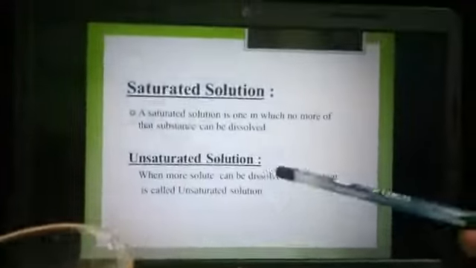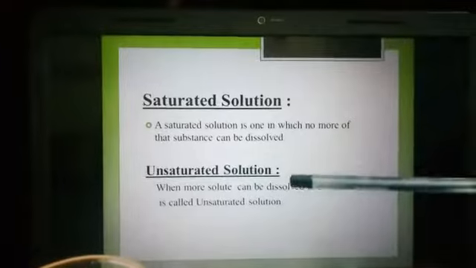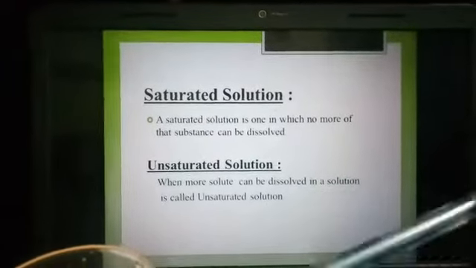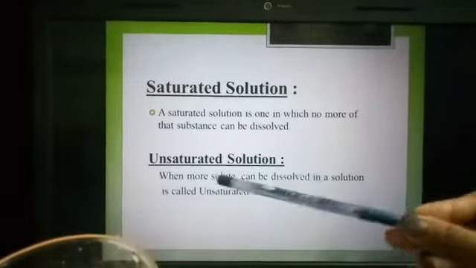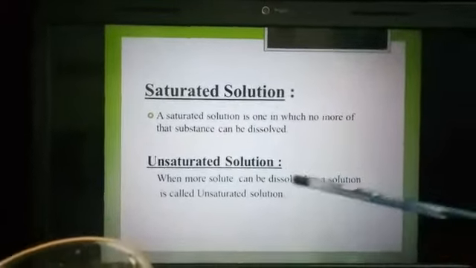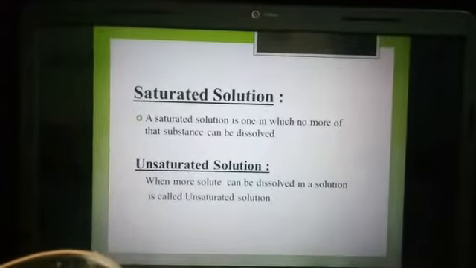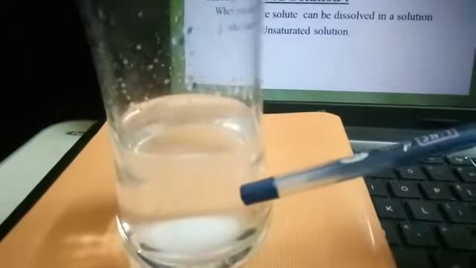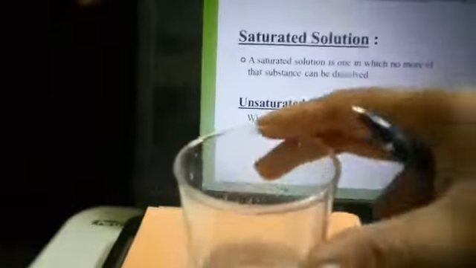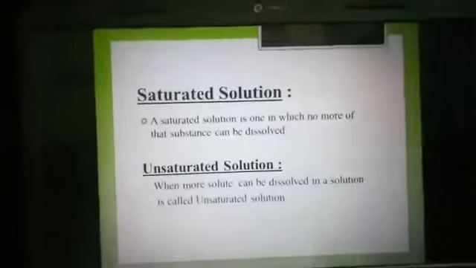Look here, very clear appearance, transparent water and salt is there. This solution is a saturated solution. And before, up to 3 tablespoons of salt when it was mixing, that solution was an unsaturated solution. So when more solute can be dissolved in a solution, then it is known as an unsaturated solution. But now it is a saturated solution. So this one is the example of a saturated solution. Very fine. Thank you. This is your activity.